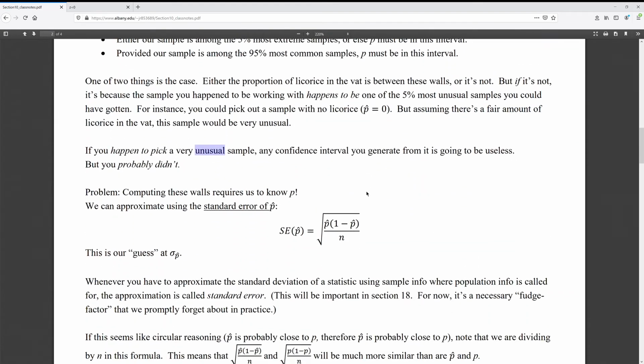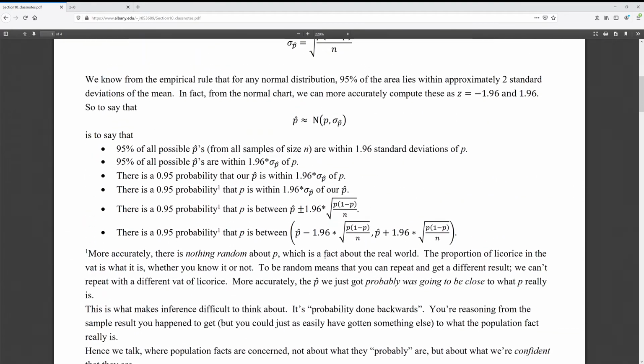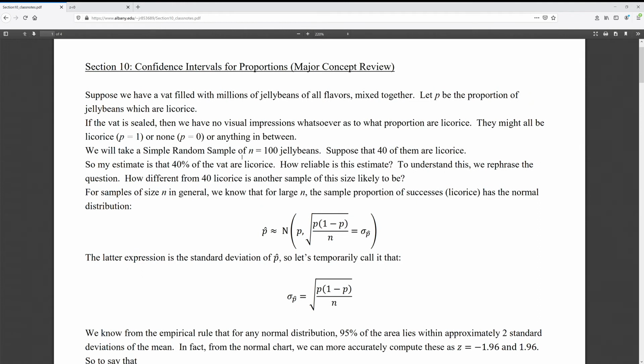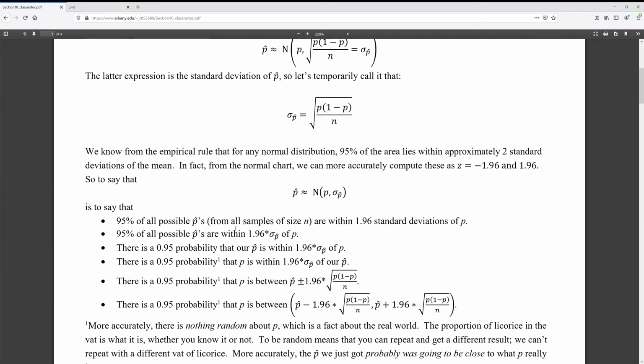Let's see. So let's go back up here, I guess. Let's go back to square one here. We don't know what P is. We don't know what the proportion of licorice in the vat is. We have just picked out 100 jelly beans and 40 of them are licorice. So N is 100. P hat is 0.4, 40 divided by 100. That's where we stand. N is 100. P hat is 0.4. P might be anything. We're trying to estimate it. That's what we've got to work with.